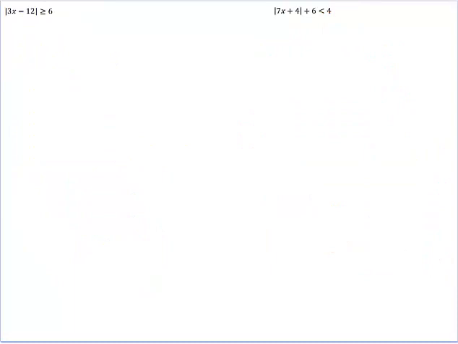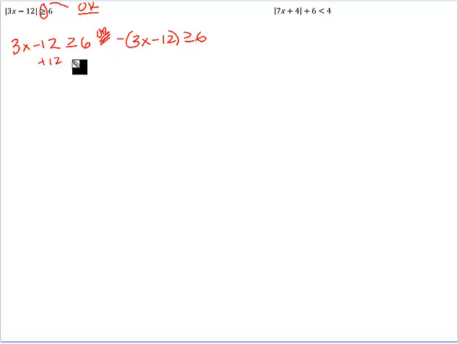All right, so 3x minus 12, the absolute value of that is greater than or equal to 6. So greater than or equal to, we're going to view this as an or. So two equations. 3x minus 12 is greater than or equal to 6, or negative 3x minus 12 is greater than or equal to 6, or. Solve them. So plus 12. So 3x is greater than or equal to 18. Divide by 3. So x is greater than or equal to 6.